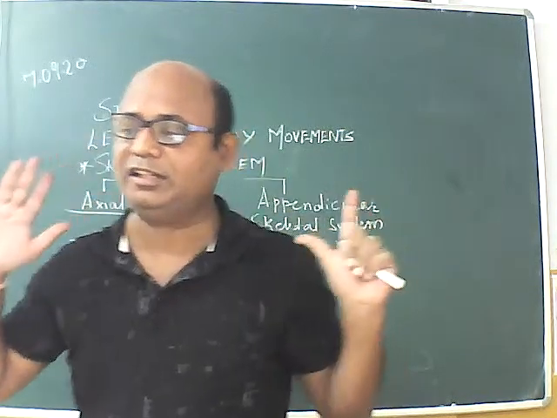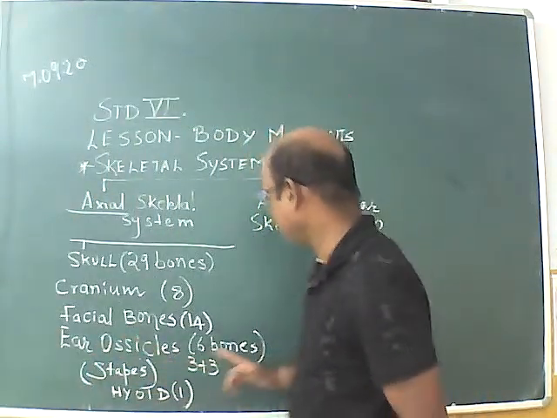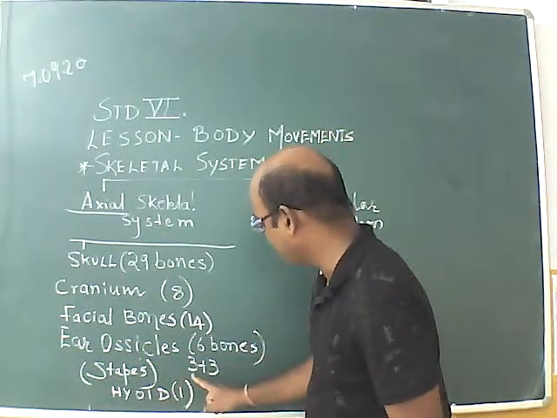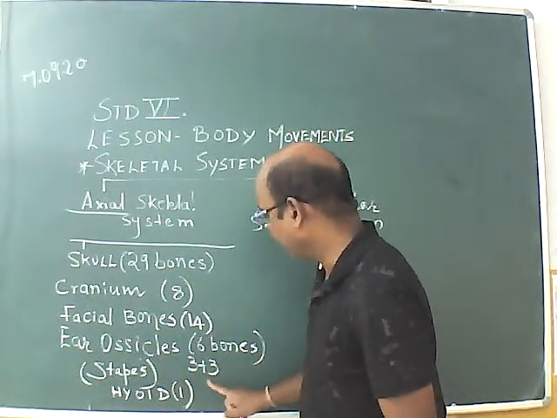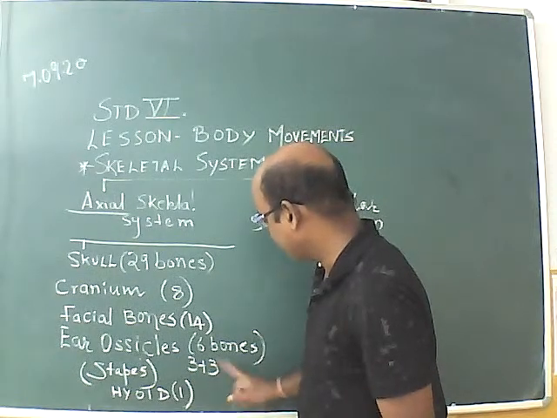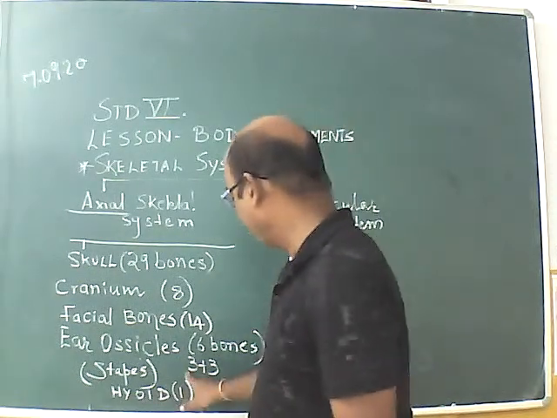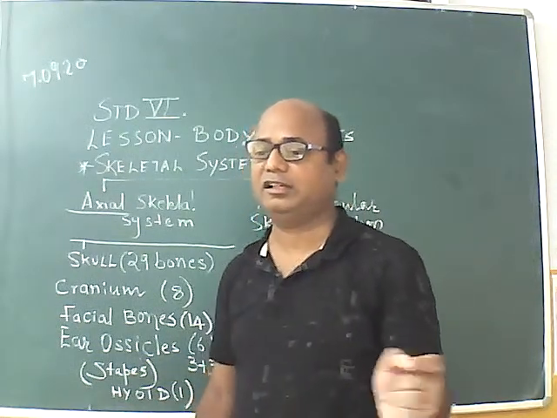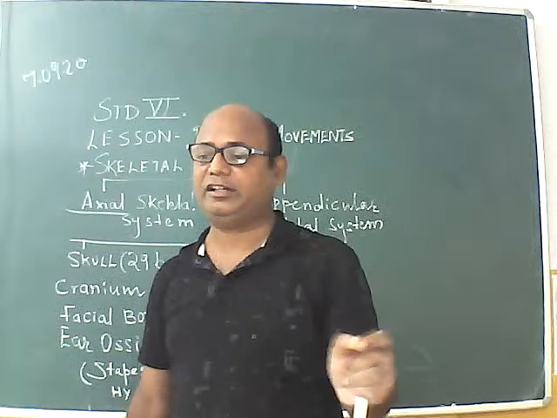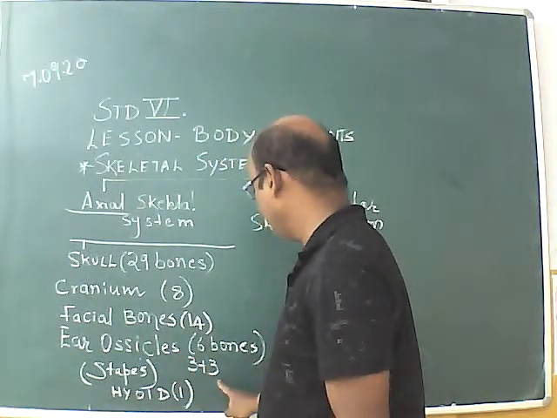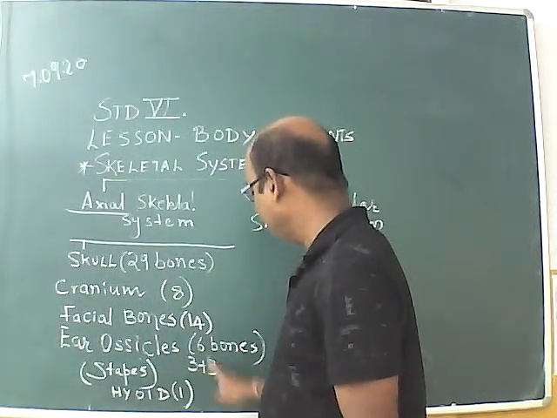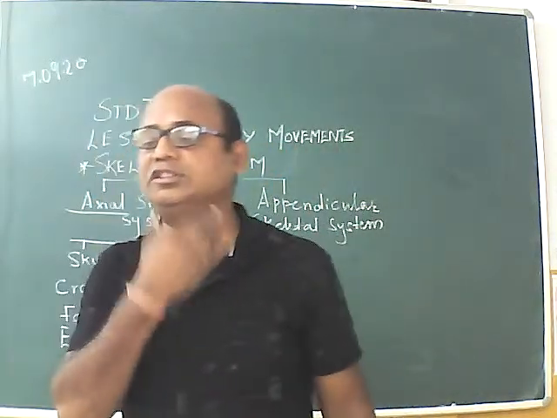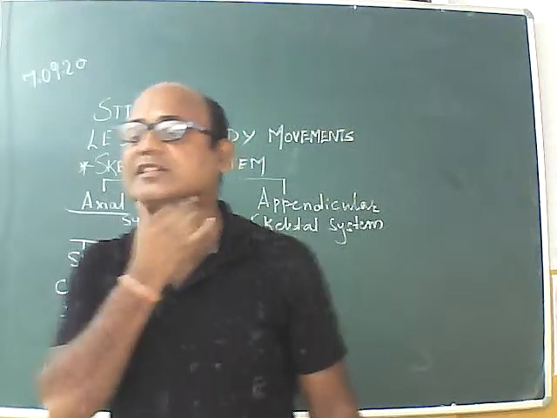In the middle ear we will find what is there? Ear ossicles are there. In each ear, 3 small bones are there. Okay, 3 plus 3, 6 bones. Left ear, right ear, 2 sets of ear ossicles. Left ear ossicles in the left middle ear, right ear ossicles in the right middle ear, 6 bones are there. And here the hyoid bone, just above the larynx.